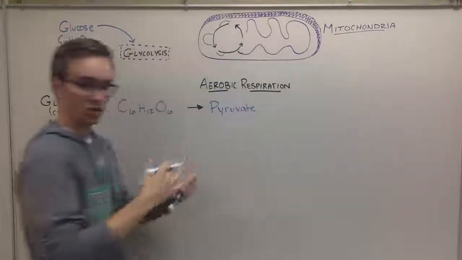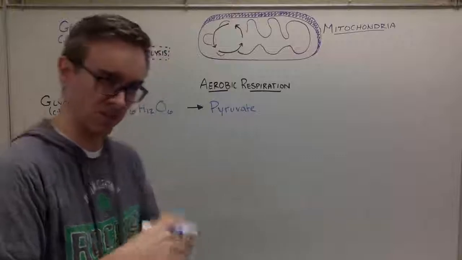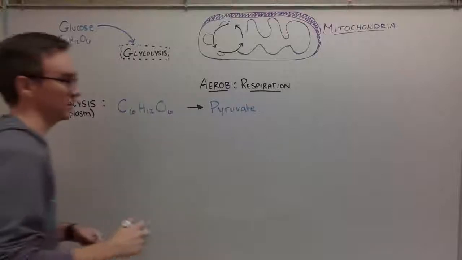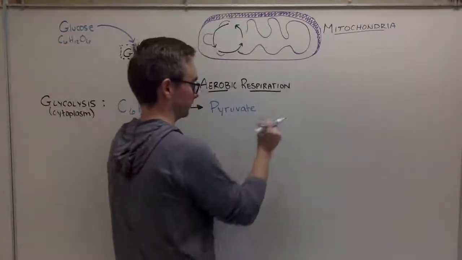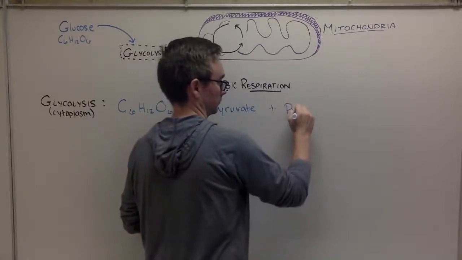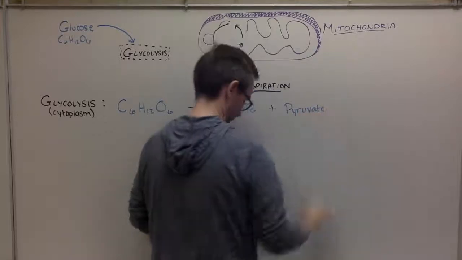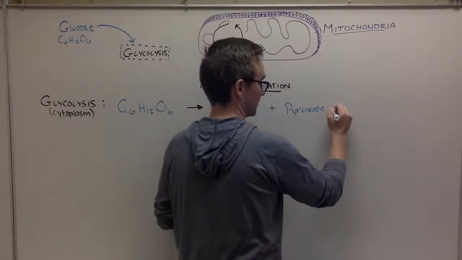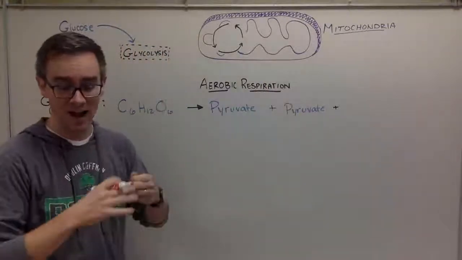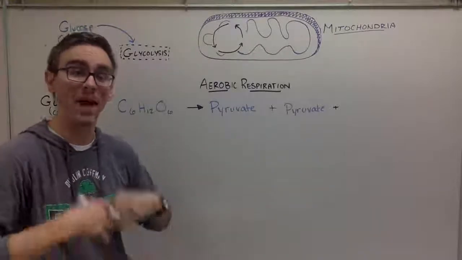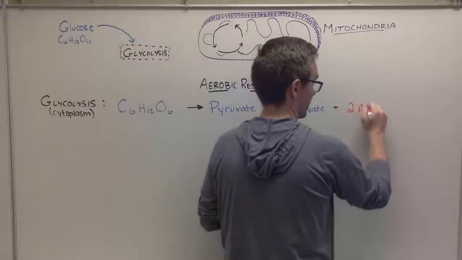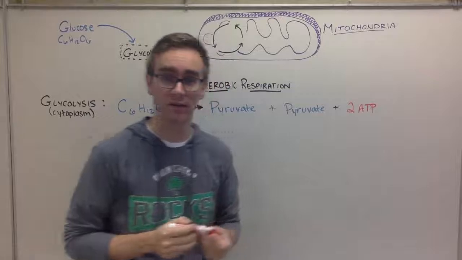Pyruvate. I'm just going to leave it at that. I'm not going to write the chemical formula, just to keep it easy. That pyruvate is made up of 3 carbons, but it actually makes, like I said, 2 of them. And when it does that, because we broke it in half, we broke a chemical bond, it also recharges 2 ADP back into ATP. So we've recharged our first 2 ATP.